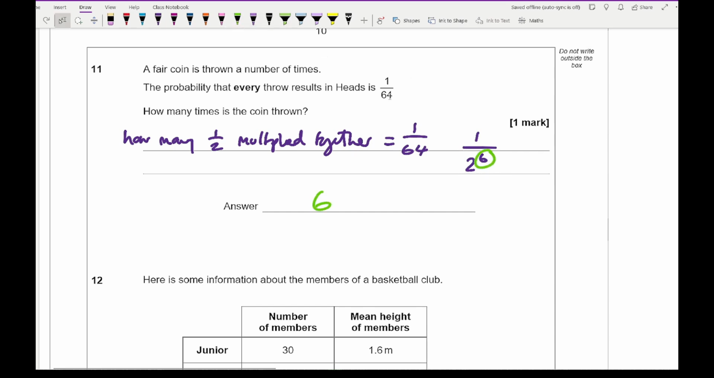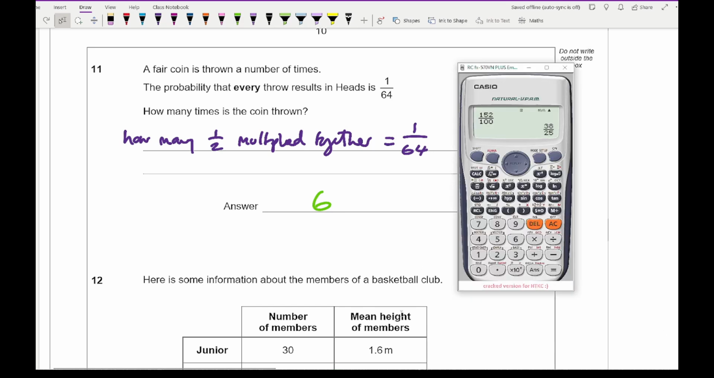Now, alternately, what you could do is start with 1 over 64, press equals, and then just divide it by a half, and count how many halves you're dividing it by. So that's 1, 2, 3, 4, 5, and obviously we had the original 6, so that would have been 6.